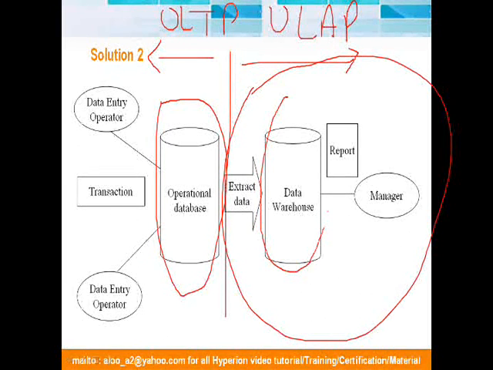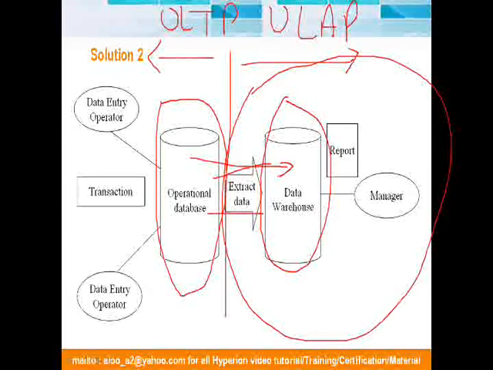There are two separate systems for each business need, and there is a bridge between these two systems called ETL, or extract, transform, load. Whole day you record your transactions. When you close your shop or business in the evening, or during offline business hours, that transactional data is stored into the data warehouse.